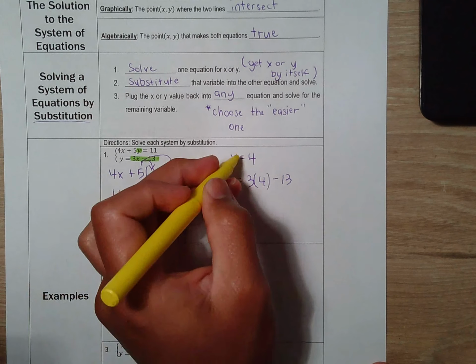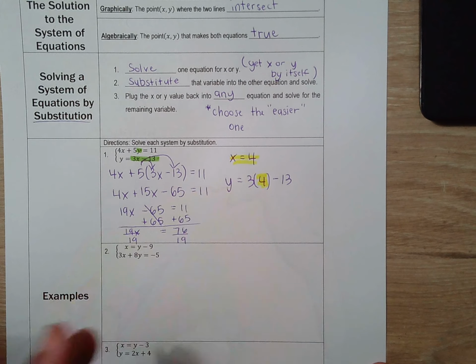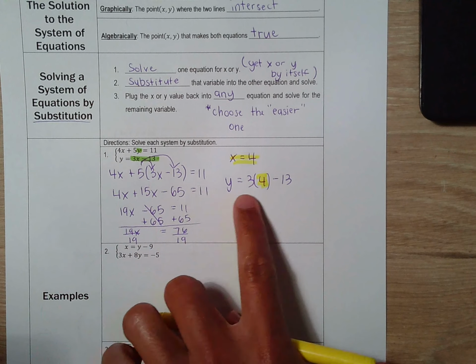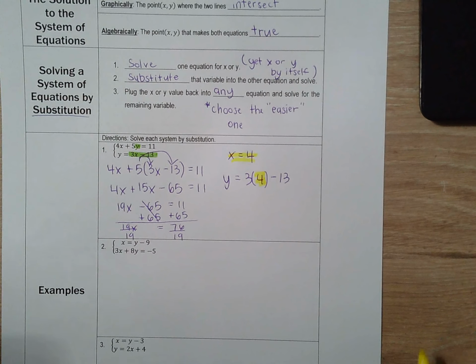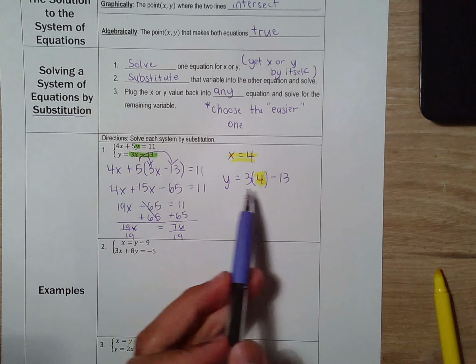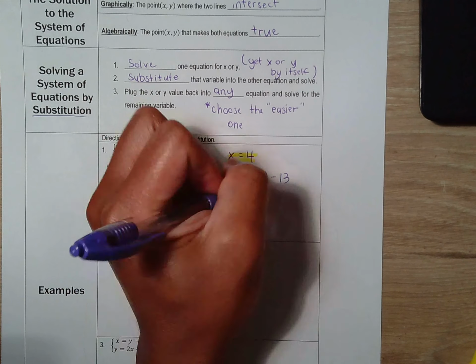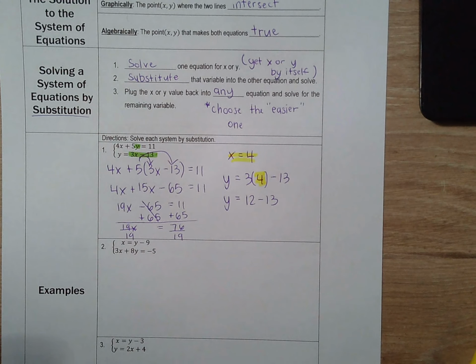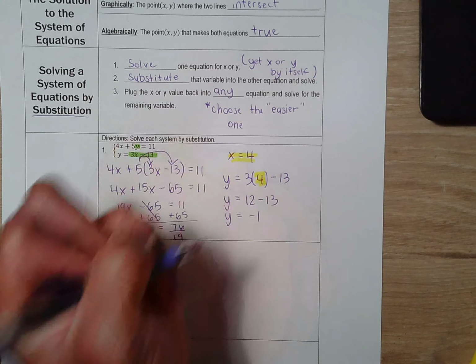So we have x is equal to 4. And all I did was just replace that 4 in my equation, y is equal to 3x minus 13. Instead of x, I just have a 4 there. All right, so lastly, we go ahead and simplify this. This is y is equal to, well, 3 times 4 is 12 minus 13. So y is equal to negative 1.